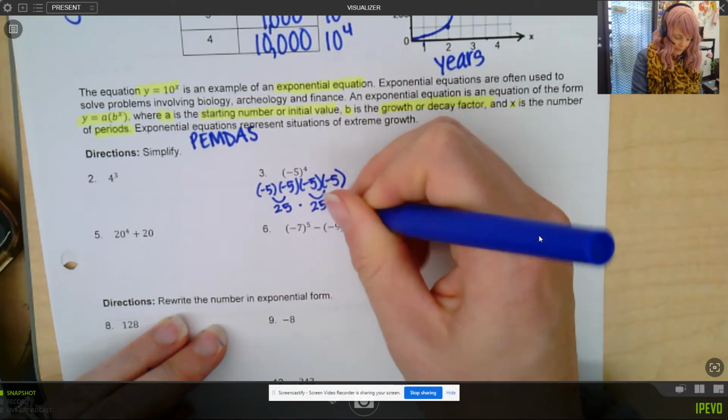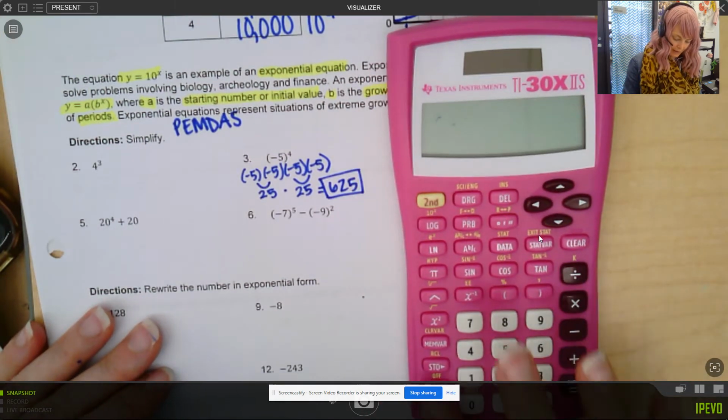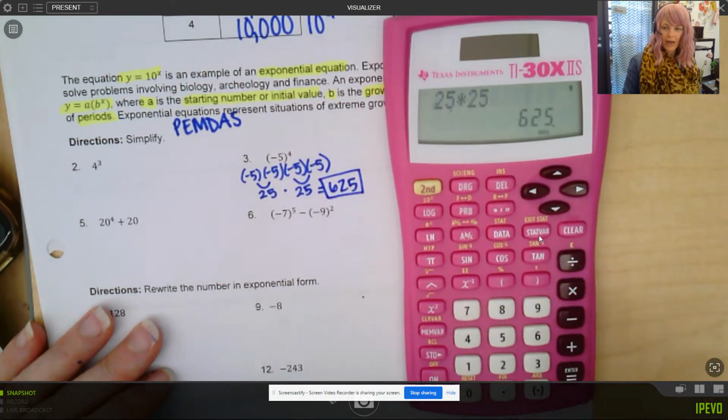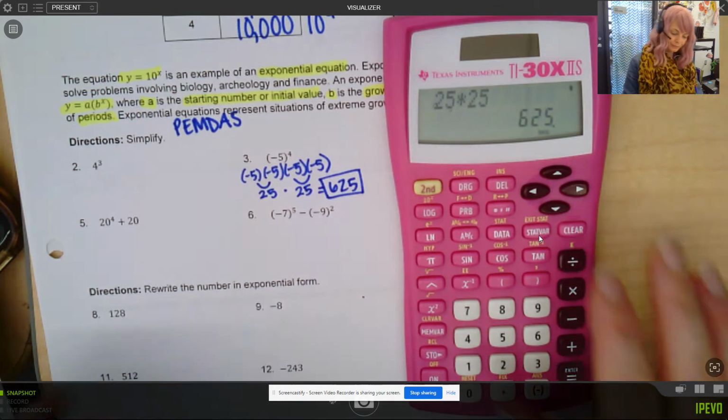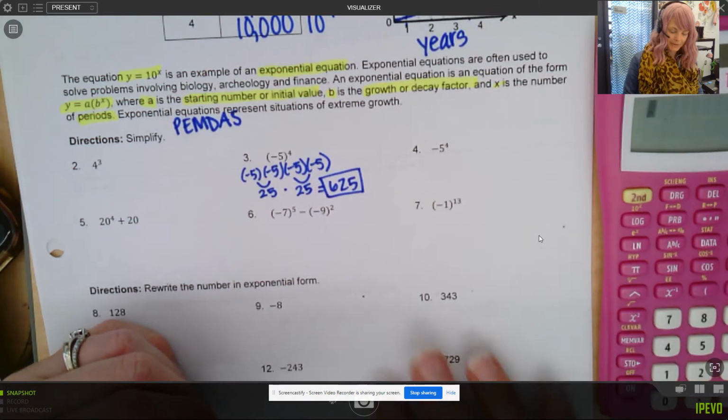And let's give it a box or a circle. And if you want to have a calculator nearby, if you weren't sure about 25 times 25, go ahead and have that nearby. But that's all we're using this calculator for, is just multiplying and dividing numbers.